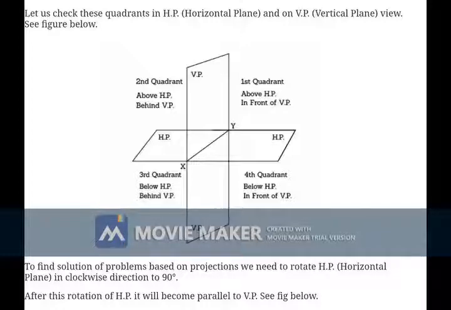If you place the objects here, the key point is whether the object is above the horizontal plane or below, or behind or in front. So you have to be clear which quadrants are above and which quadrants are below the horizontal plane, and similarly with respect to the vertical plane you have to understand this.